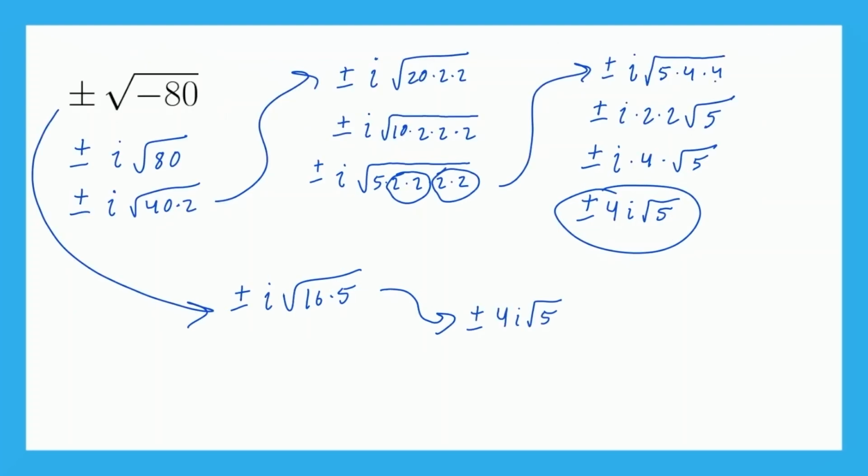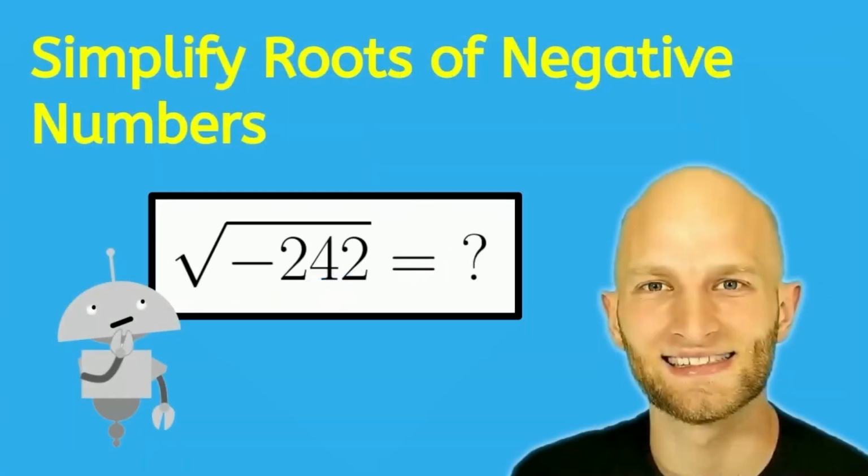So you could have immediately recognized that 80 can be factored into 16 times 5, right? And then from there, you just pull out the 16. Then that just becomes a 4 outside the square root. And then you can see that this plus or minus 4i root 5 is exactly what we got the first time we did it. And with that, we are finished with the video on simplifying roots of negative numbers.